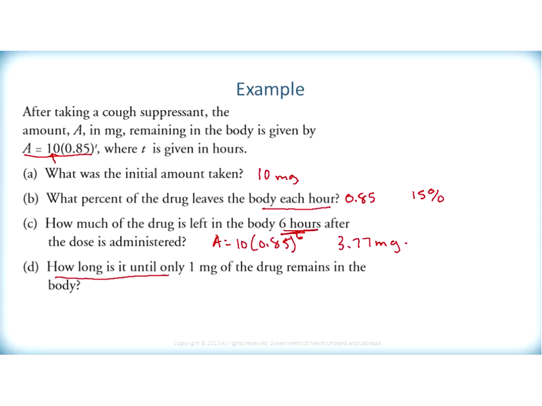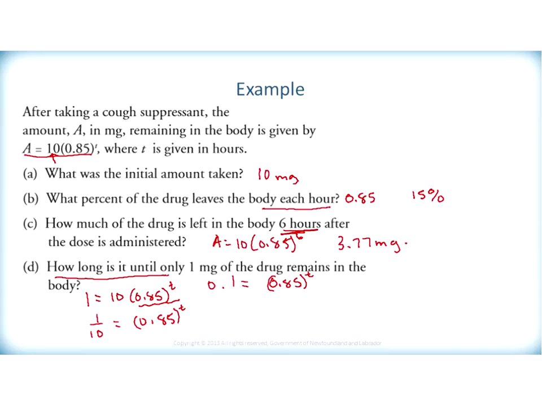How long is it until only 1 milligram of the drug remains? So we're looking for time. So 1 milligram would equal 10 times 0.85 to the power of t. So we're looking for t. Once again, we're going to isolate the power. 1 over 10 equals 0.85 to the power of t. So 0.1 equals 0.85 to the power of t.